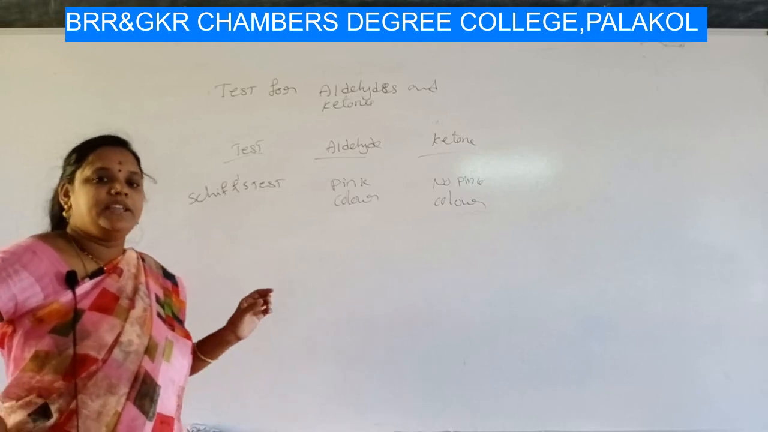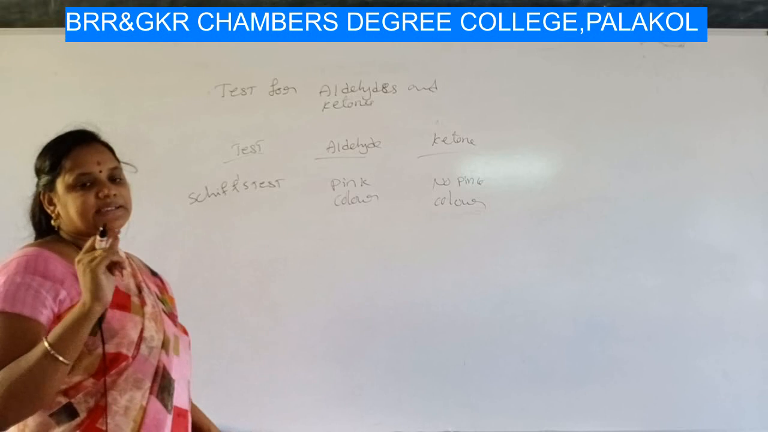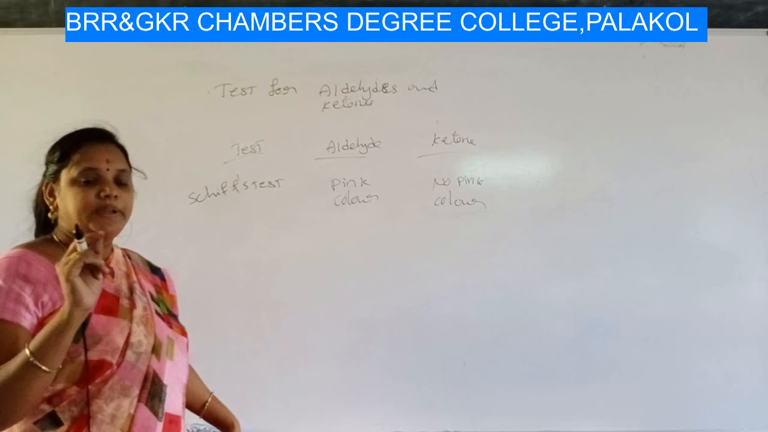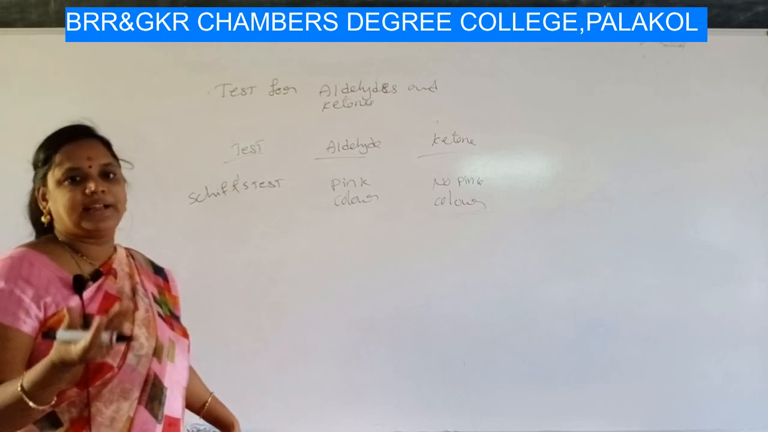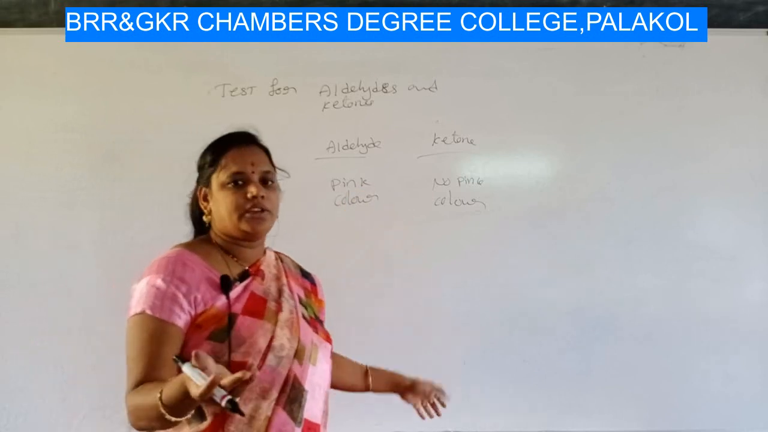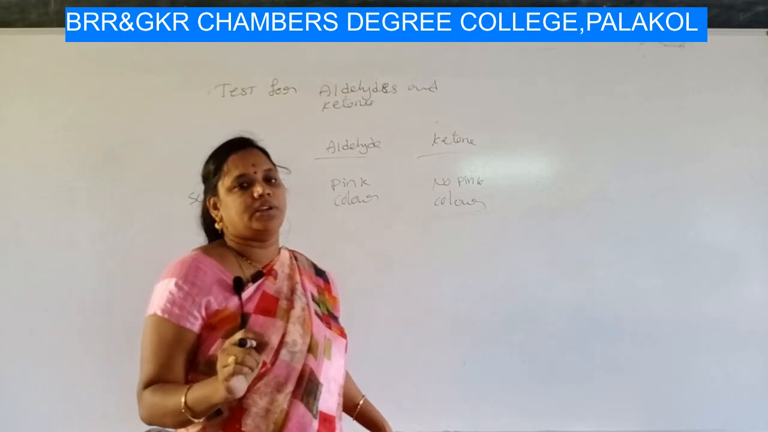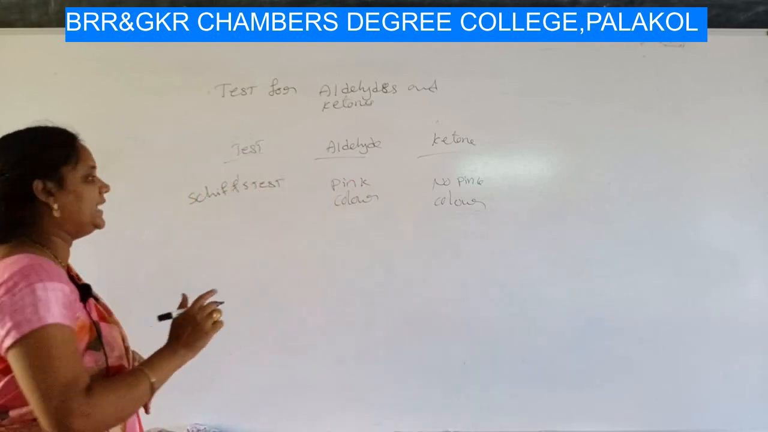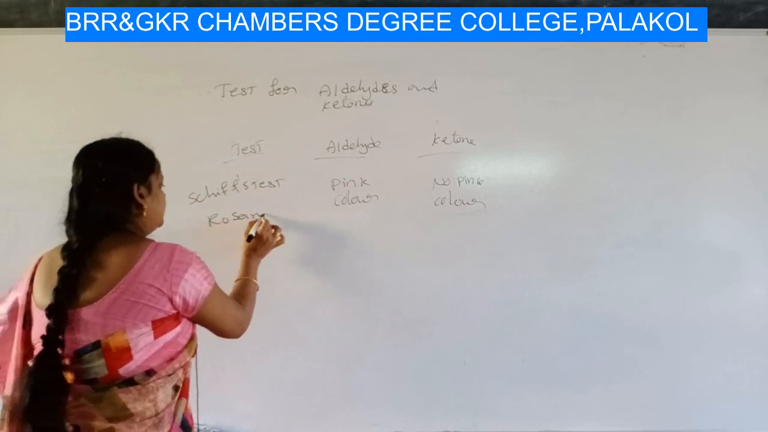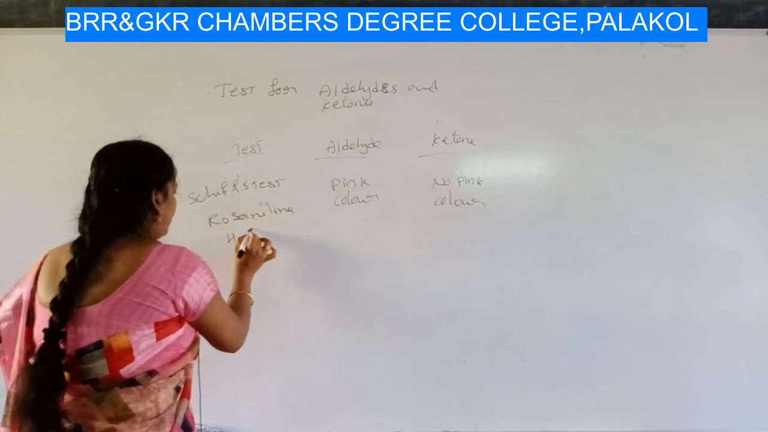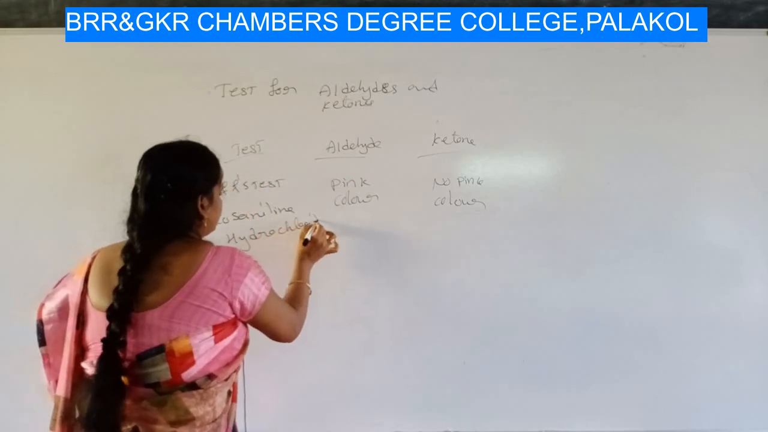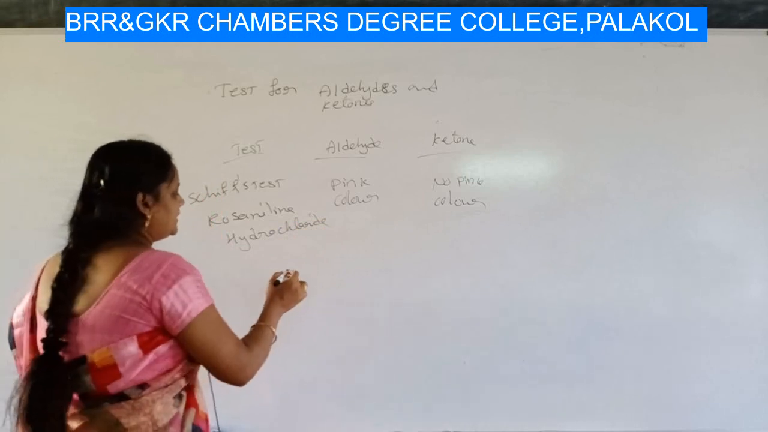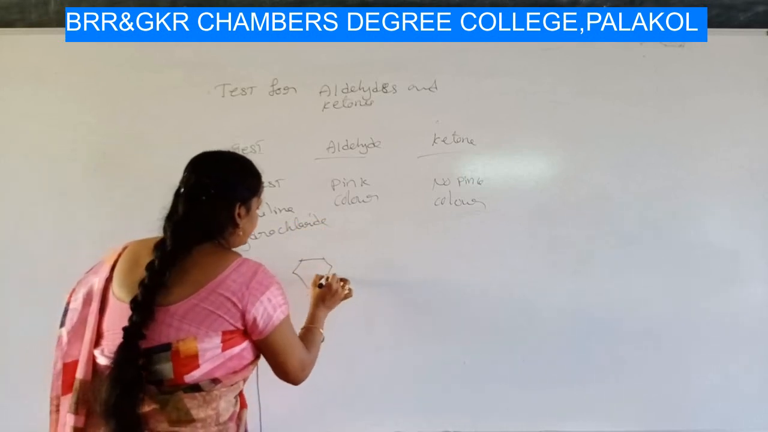Please be careful while adding Schiff's reagent; look into the bottle to see whether it is oxidized or not. It should be in a colorless state. If it is already pink, I am telling you, ketone will also give pink color. So it should be a colorless solution so that we can easily distinguish between aldehyde and ketone. Okay, Schiff's reagent is nothing but rosaniline hydrochloride. Okay, students, let me try to write this structure.